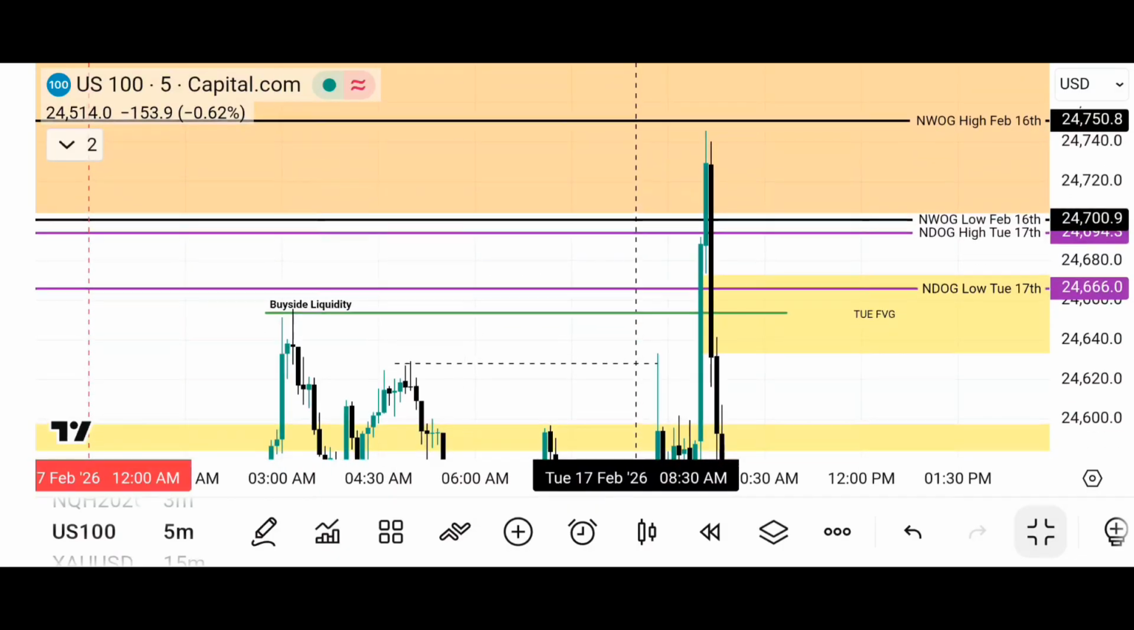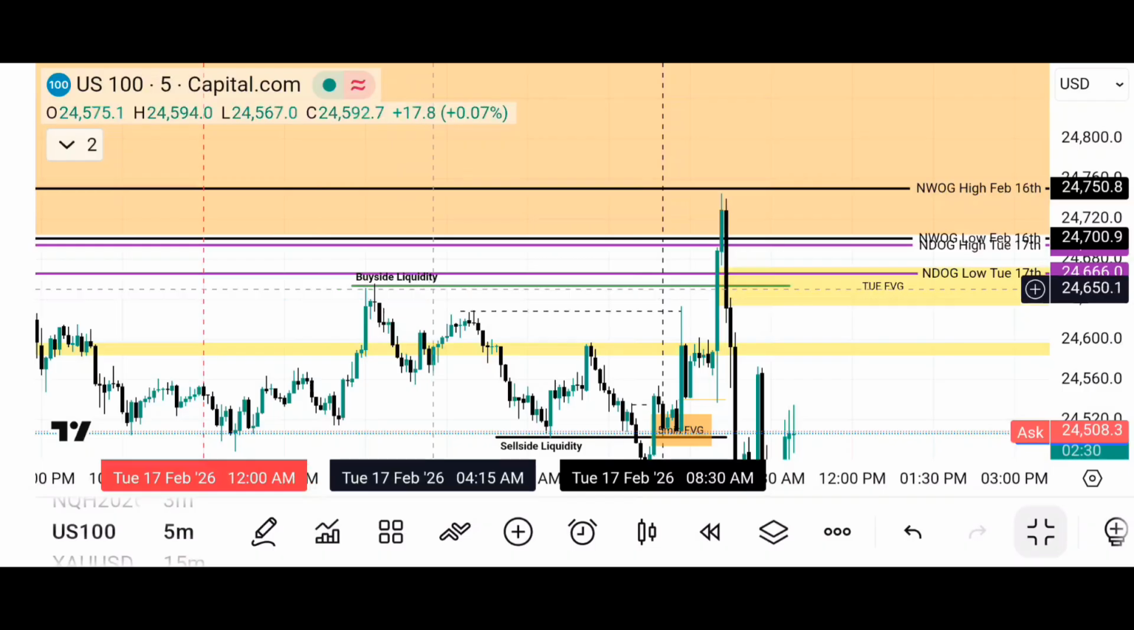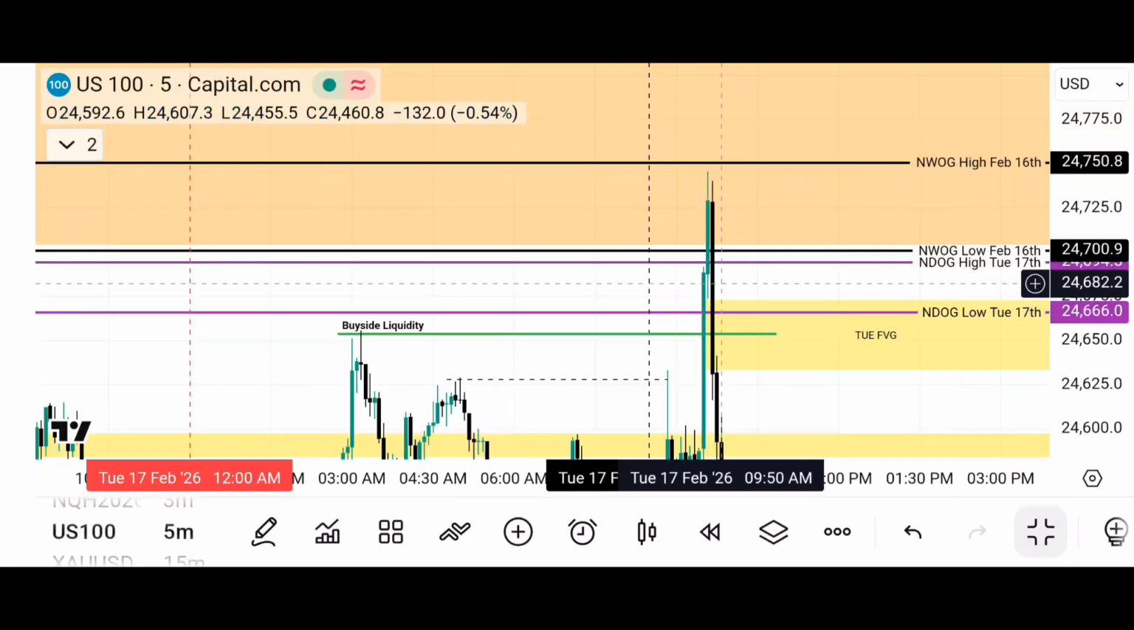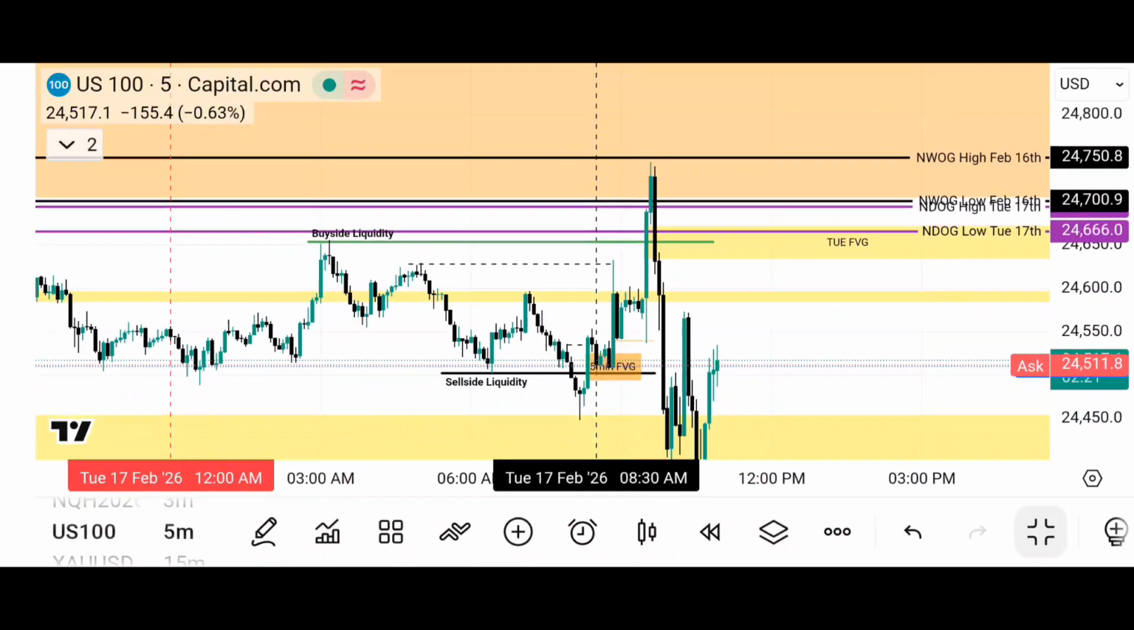Like I said, the new week open gap and the new day open gap act as black hole magnets in price. So price is drawn to them when moving in that direction. And you can see how it pierces through the buy side liquidity at this high and trades through the new day open gap and into the new week open gap before this massive drop down in price.